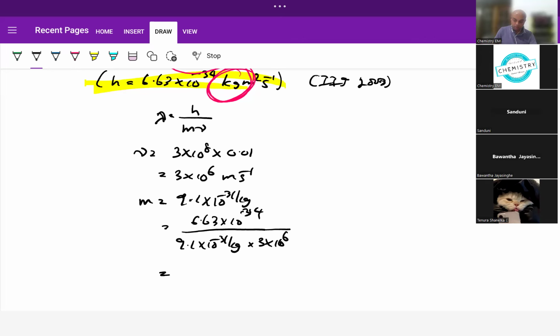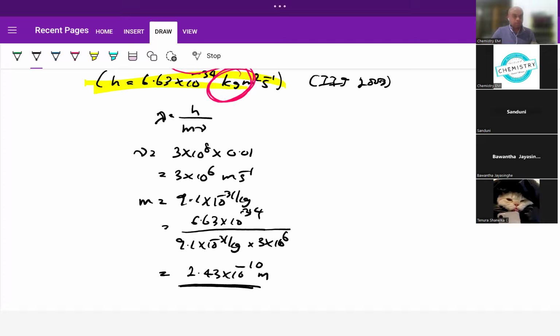So the answer, if you do the calculation here, should be 2.43 into 10 to the power minus 10 meters. Yes, both of your answers are correct. Very good. So like that, you should be doing this question and get the final answer. Yes, that is correct. All of you have done the answers. Yes, answers are also correct. Very good.